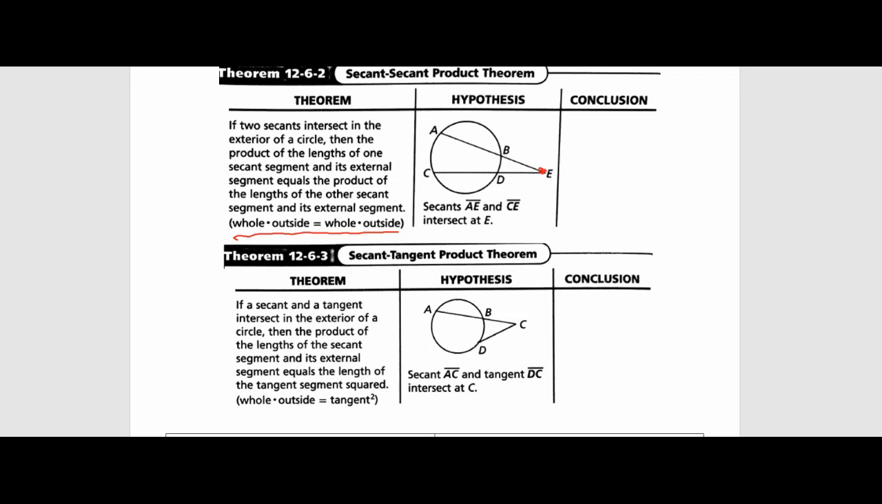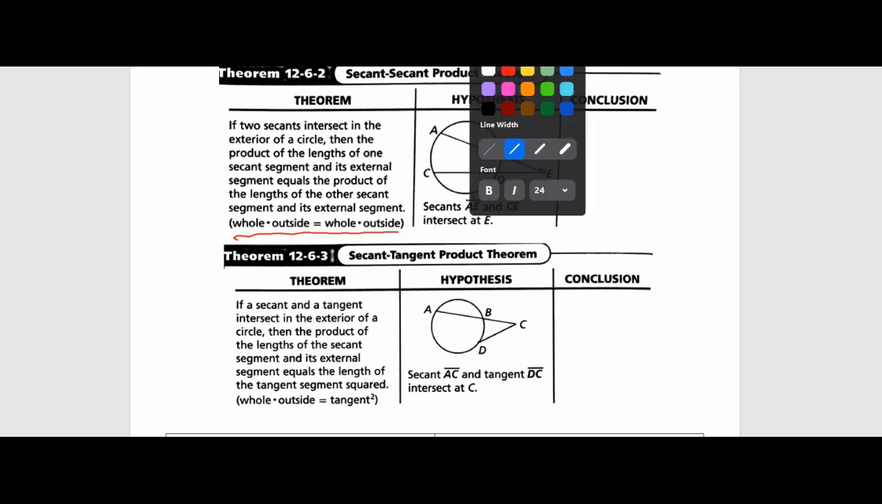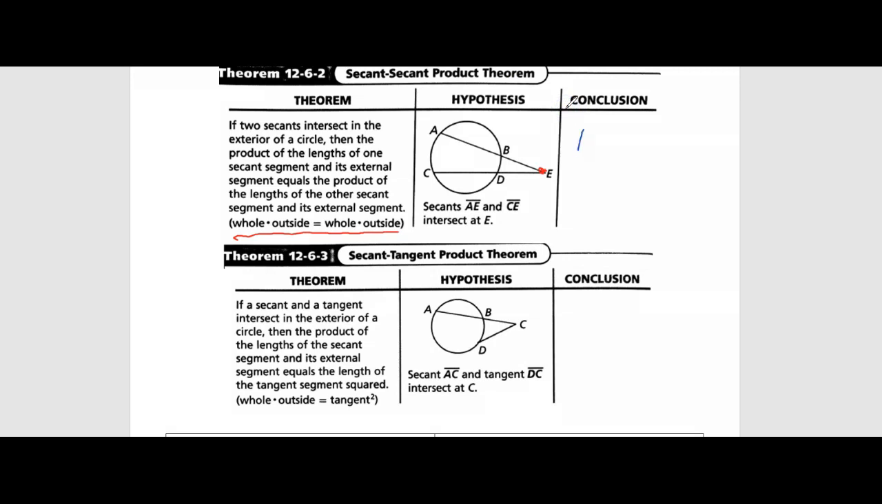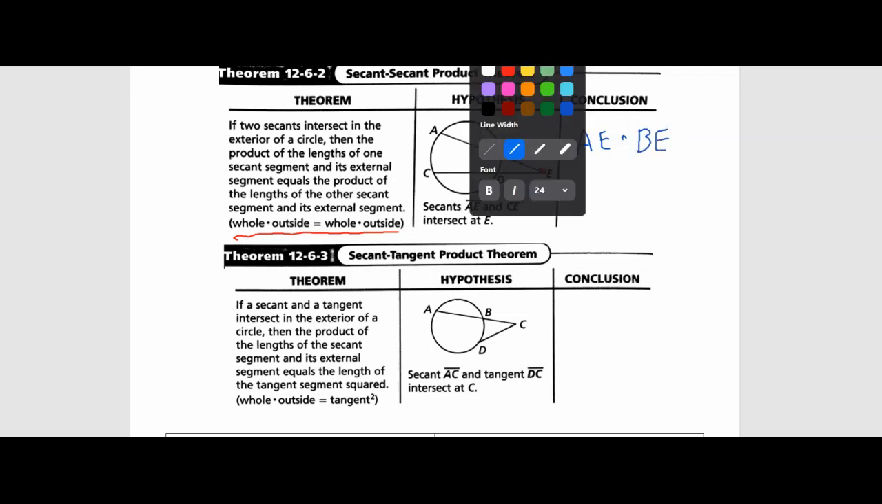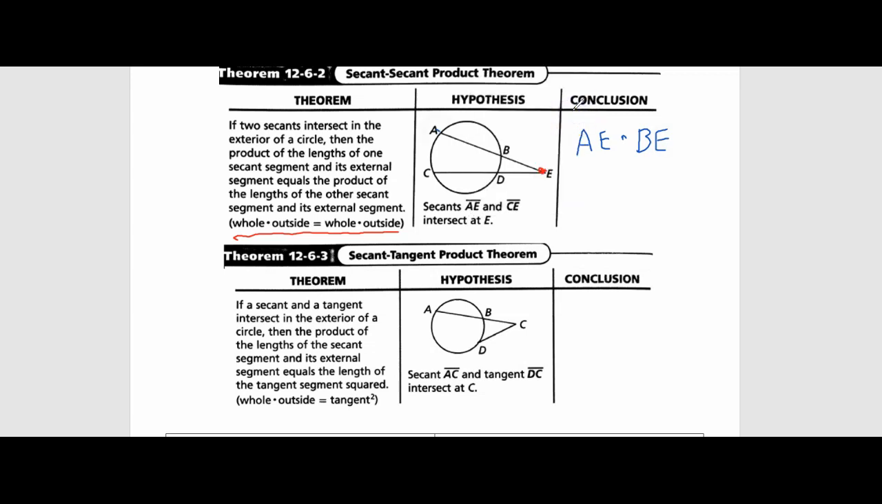So we have two secants, AE and CE. So AE, that's the whole, times the outside part, which is BE. That's got to be equal to, and we're talking about this secant here, the whole of the red secant, so CE, times the outside portion of the red secant, which is DE or ED. So that will always hold true as long as two secants intersect outside the circle.